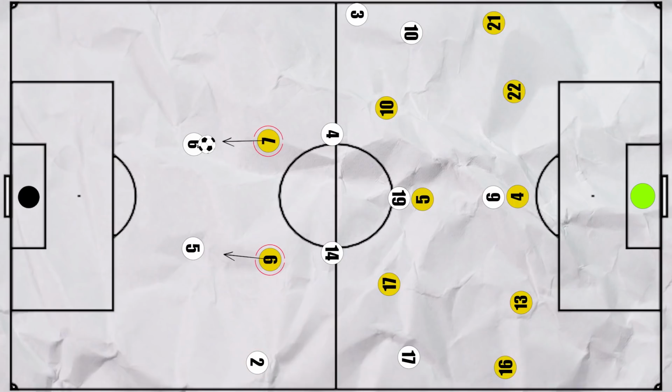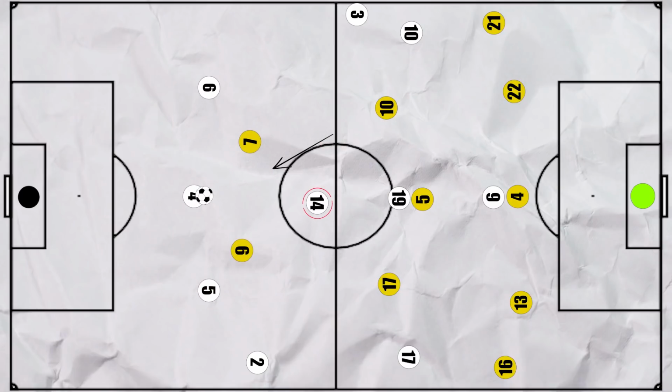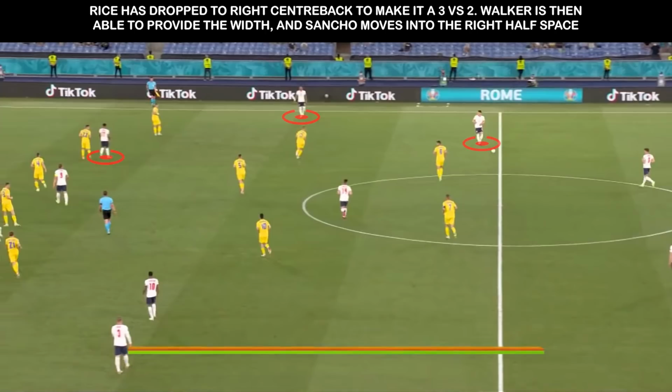As Ukraine could potentially press with their front two to make it a 2 versus 2, Rice would be happy to drop into the backline to make it a 3, and Phillips would then be the solitary pivot. In these situations, Sancho would move infield to then allow Walker to provide the width on the outside.